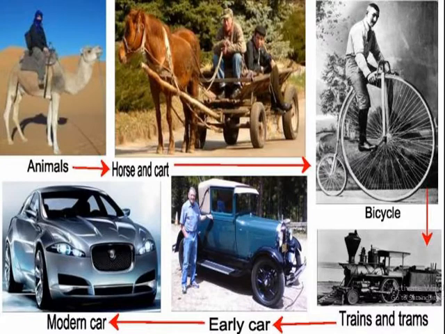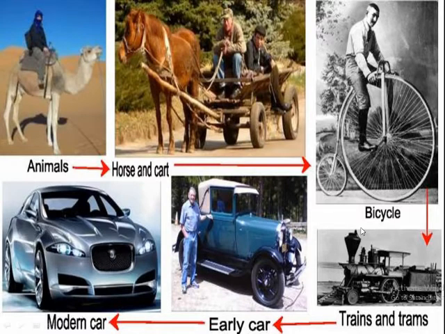Now we will see the history of transport, how the transport system has changed. People travel from one place to another. In ancient days, they used to walk with the help of animals. As you are seeing in the picture, animals, then horse and cart, then bullock carts came, then bicycles, then vehicles, trains and trams, old vehicles, then early vehicles, and nowadays modern vehicles have come.